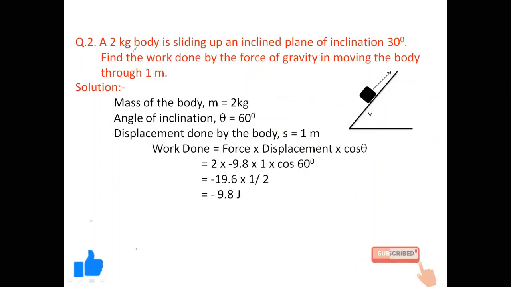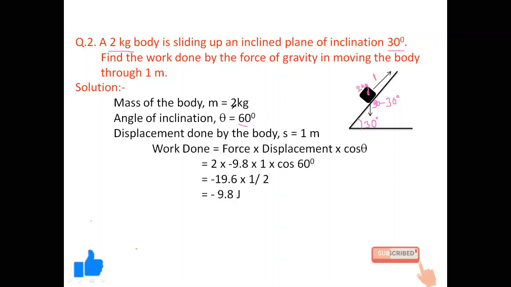Question number 2, a 2 kg body is sliding up an inclined plane of inclination 30 degree. ठीक है, एक inclined plane है जिसका inclination जो है ग्राउंड से 30 डिग्री पे है. तो और यहाँ पे हम लोग 2 kg मास को लेकर के ऊपर जा रहे हैं. So the angle between force and displacement is 90 minus 30, क्योंकि inclination जो है वो 30 डिग्री का ऑलरेडी है. तो फोर्स और डिस्प्लेसमेंट के बीच का जो एंगल हम लोग फाइंड आउट करेंगे, that is 90 minus 30. ओके, so theta, the angle between force and displacement, will be here 60 degree.